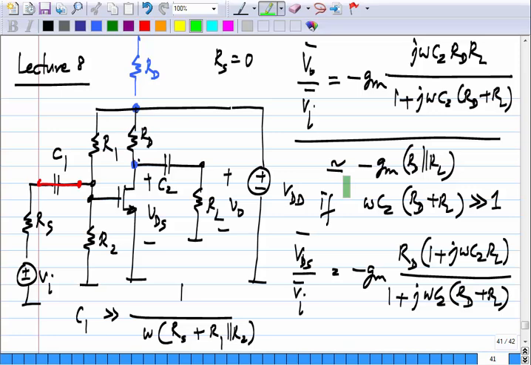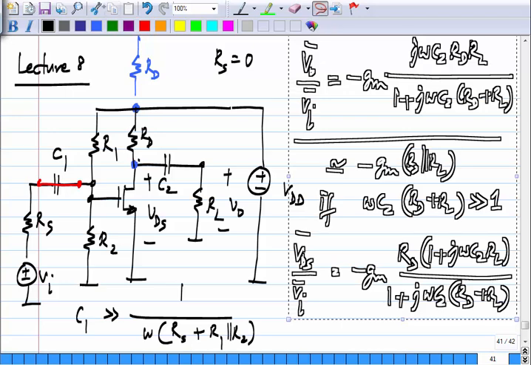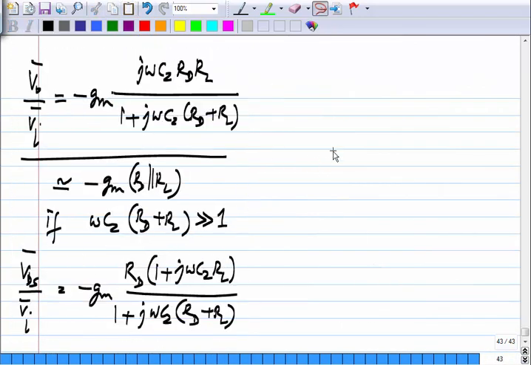No, it should appear across RD, right, because they should be in parallel. The question is, RD and RL are comparable, like we do not even have to worry about all of these things.